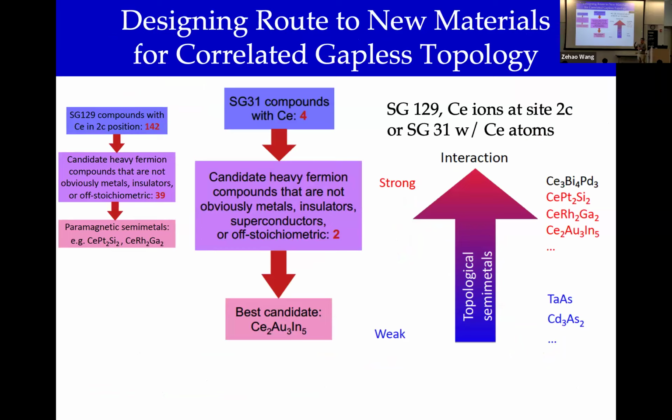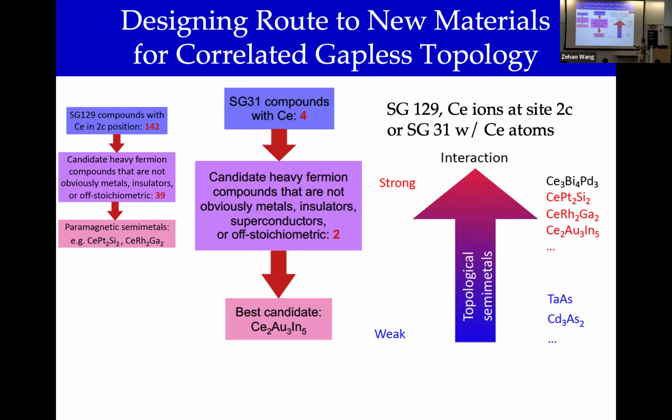In addition, because the Kondo effect is interaction-driven, it's a robust effect. I don't really need to fine-tune the filling all that much. That allows us to have the following prescription. Let's go to a database to search for particular space group materials that have, as an example, cerium atoms sitting at some particular positions of the crystal lattice.